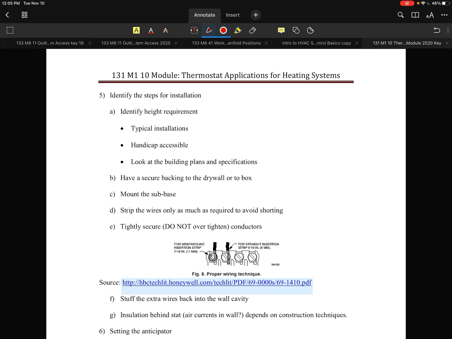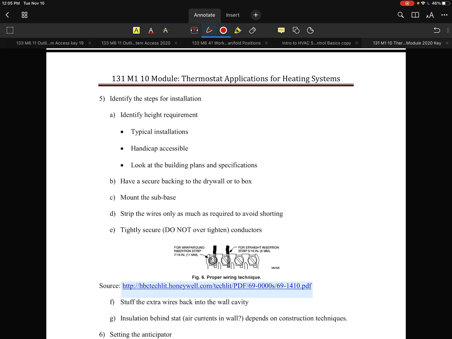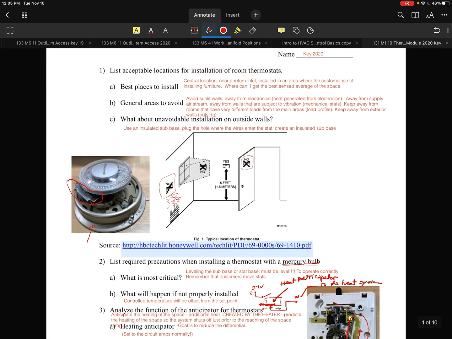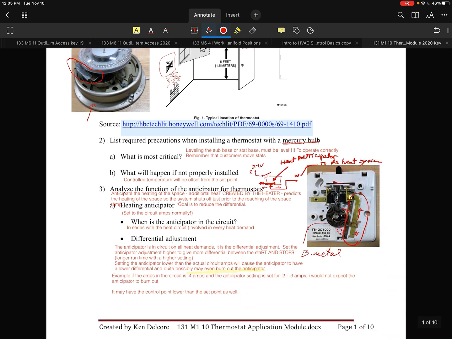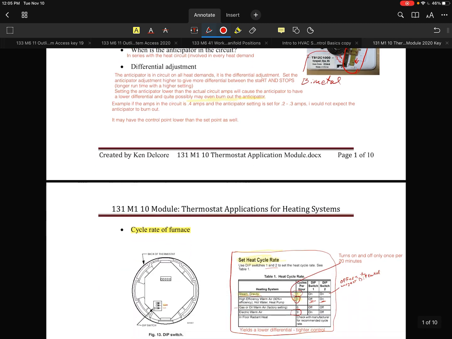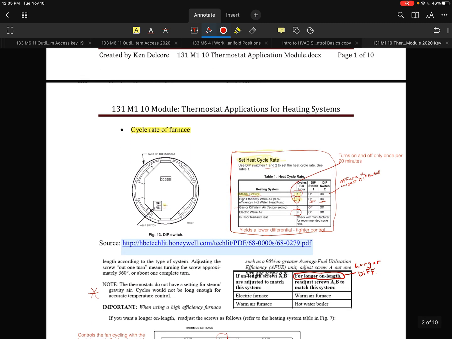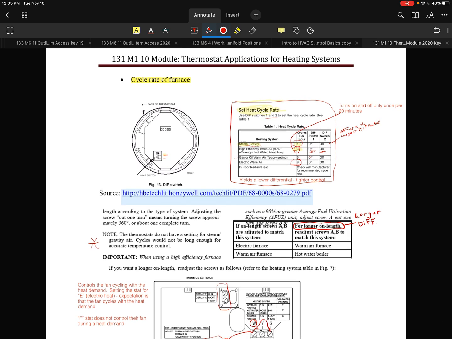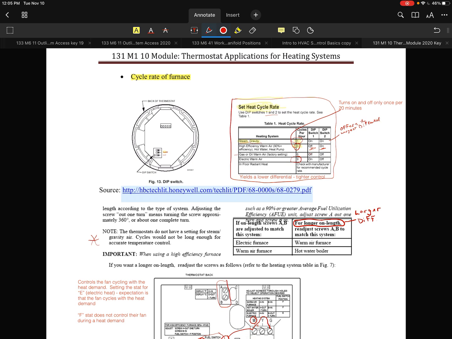All right, this is going to be the start of lecture number 3 on the heating thermostat application for our heating systems. And in the first 2 lectures, I had talked a little bit about locations, installation, anticipators, how they affect the differential, and the impact of those adjustments.